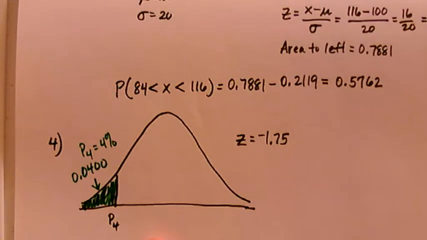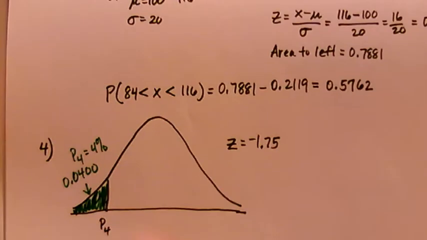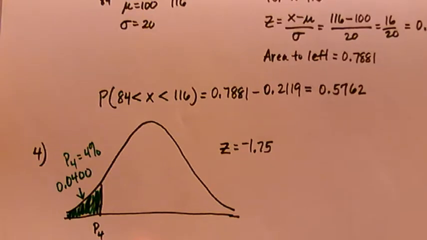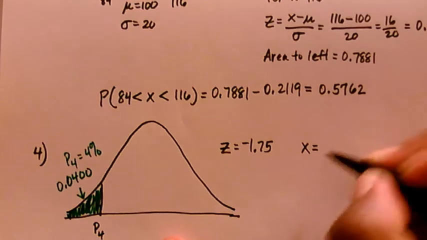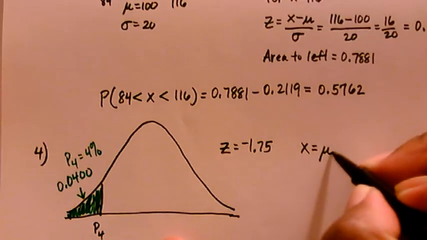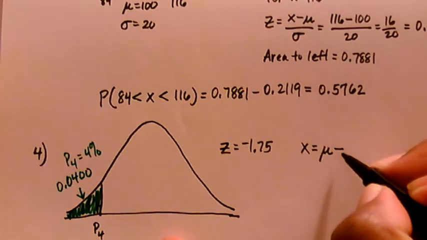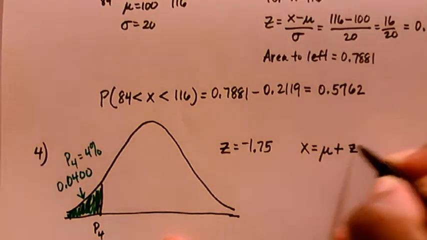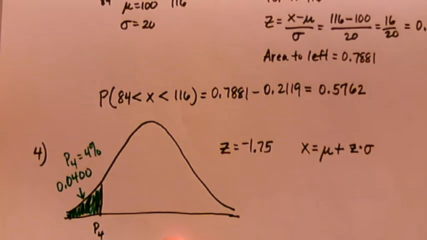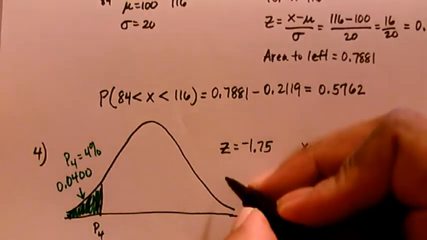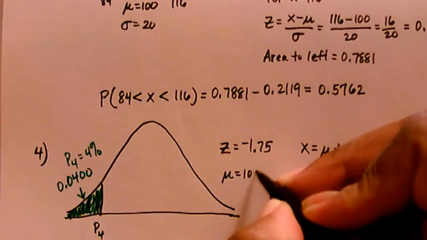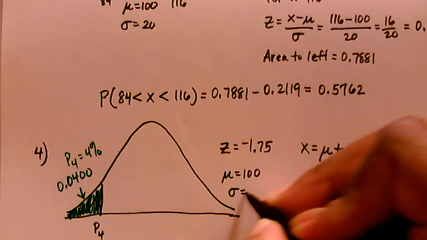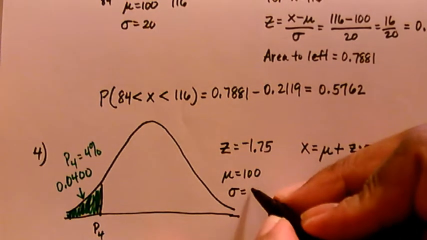Negative 1.75. Okay, but we're actually looking for the X value in this situation. So to find the X value, we use this formula: X is equal to mu plus Z times sigma. Now in this case, we've already been told in that problem that mu was 100. That should mean sigma, which is your standard deviation, was 20.